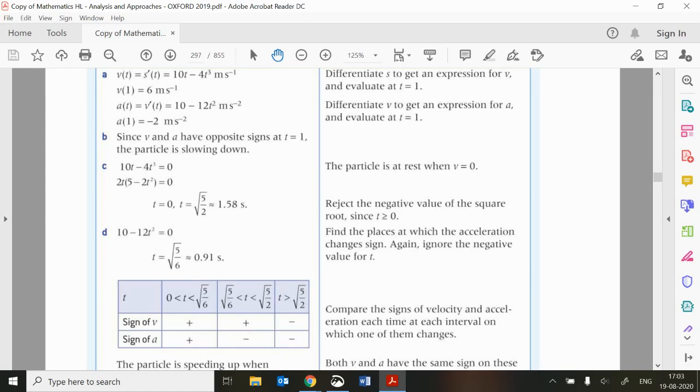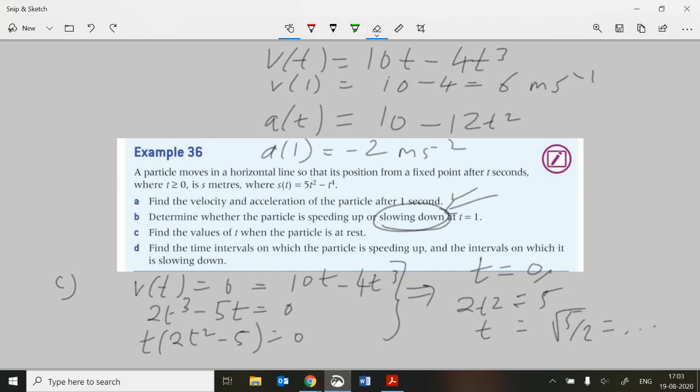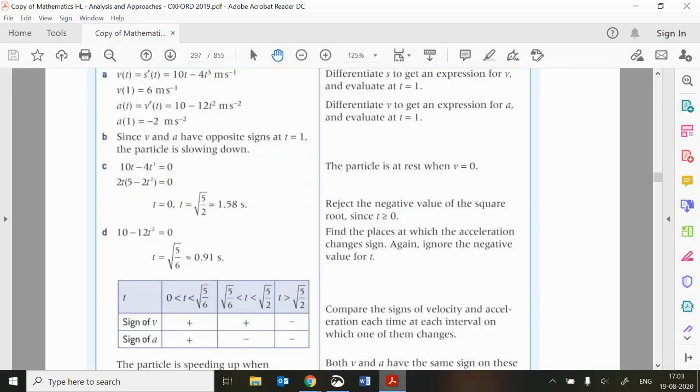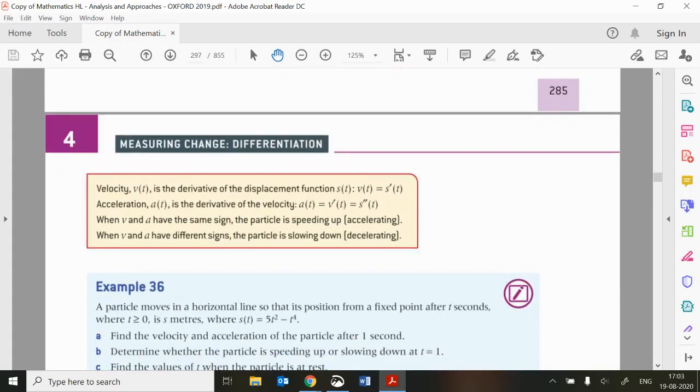Okay, so that's fine. Now, let's clear this out and look at the last question. It says, find the time intervals on which the particle is speeding up and the intervals on which it is slowing down. For that, let's go back to the definition. The particle is speeding up when v and a have the same sign. That's quite an important definition. And it's slowing down when they have different signs.